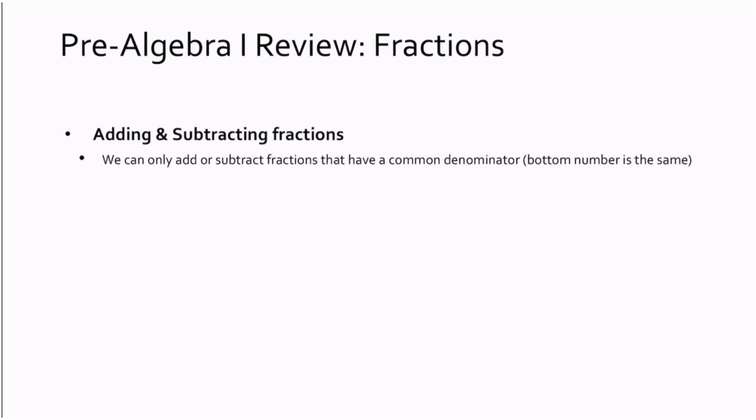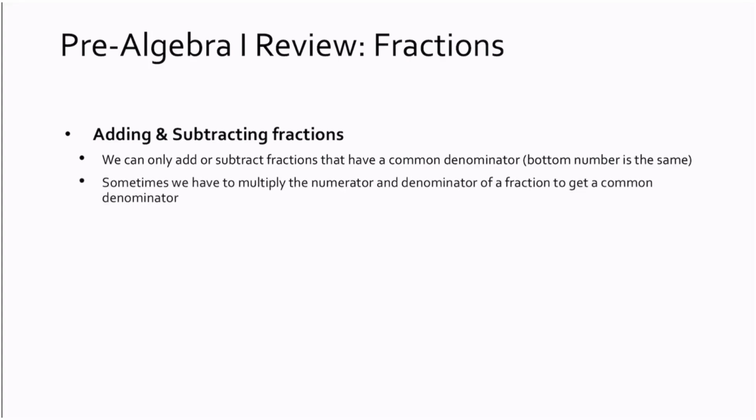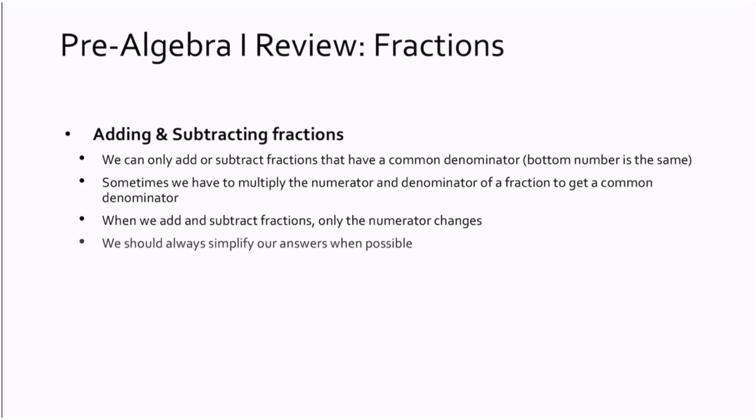Now, when we add or subtract fractions, we can only add or subtract fractions that have a common denominator. So that bottom number has to be the same in both fractions in order to add or subtract them. Sometimes we have to multiply the numerator and denominator of a fraction to get that common denominator. And we'll look at that in just a second. When we add or subtract the fractions, only the numerator is changing. The denominator stays the same, and that's why it needs to be the same in both parts that we're adding or subtracting. And then we should always simplify our answers when possible.